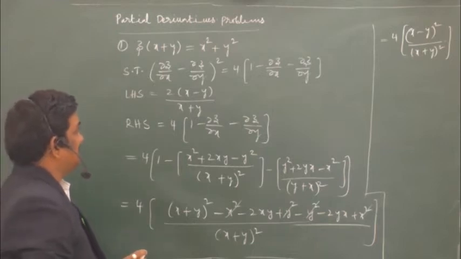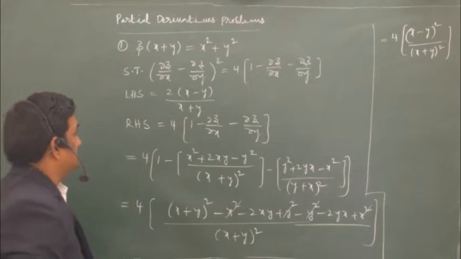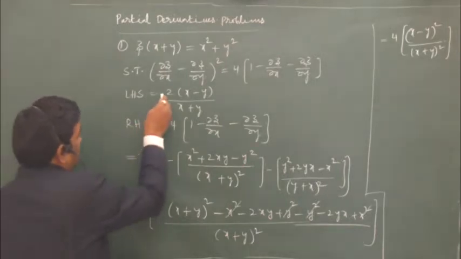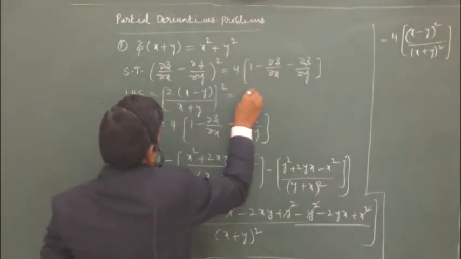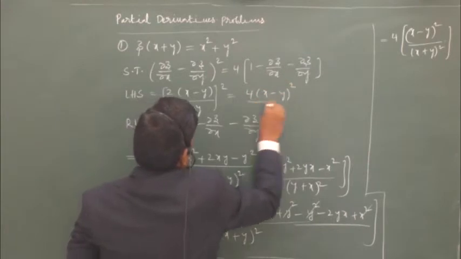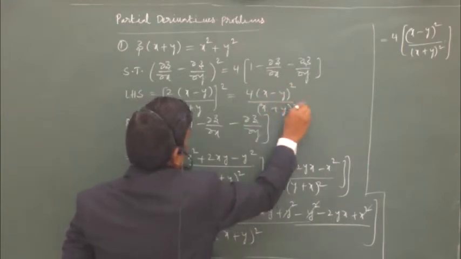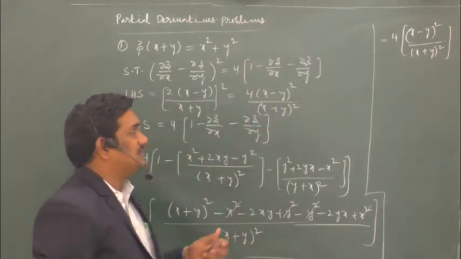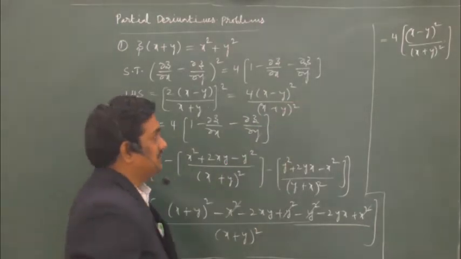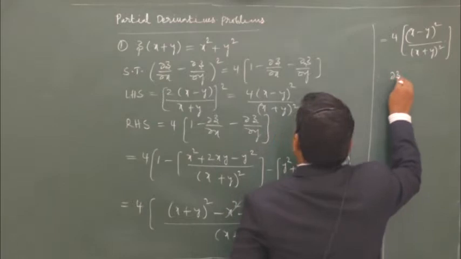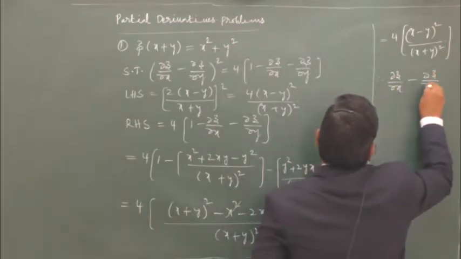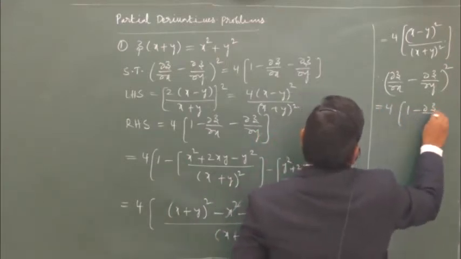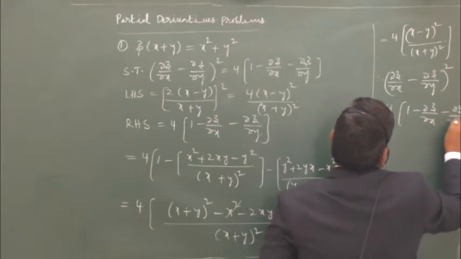It is 4 into (x minus y) whole square by (x plus y) whole square. In the LHS you have a whole square, so it will be 4 into (x minus y) whole square by (x plus y) whole square. Since the LHS value is 4 into (x minus y) whole square by (x plus y) whole square, and the RHS is also the same, you can conclude that (dou z by dou x minus dou z by dou y) whole square is equal to 4 into (1 minus dou z by dou x minus dou z by dou y).